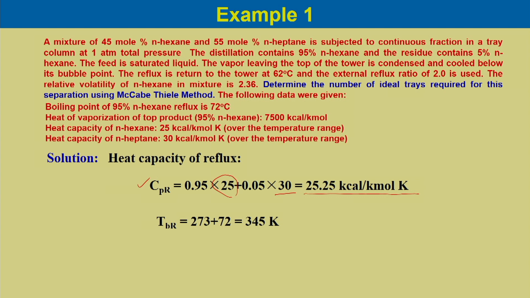Now, TBR, which is 72 degree centigrade temperature over here, should be TBR equal to 273 plus 72, so 345 Kelvin. The return reflux at the top of the tower is at 62 degree centigrade. So, TCR would be 273 plus 62, so it is 335 Kelvin.